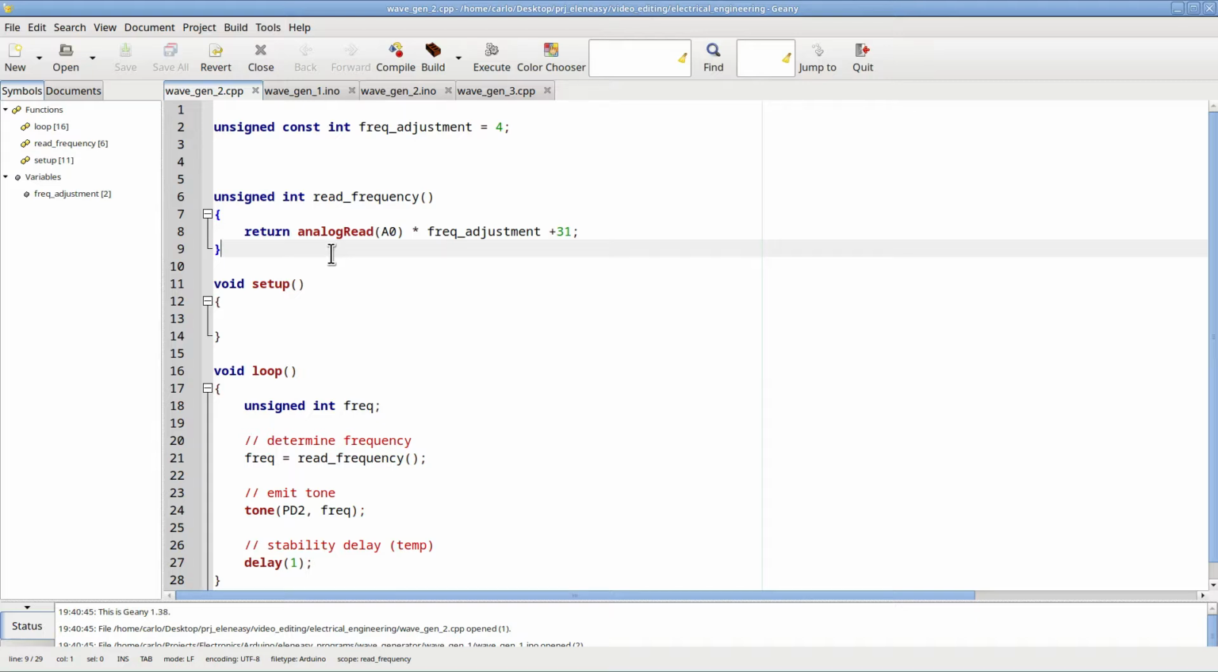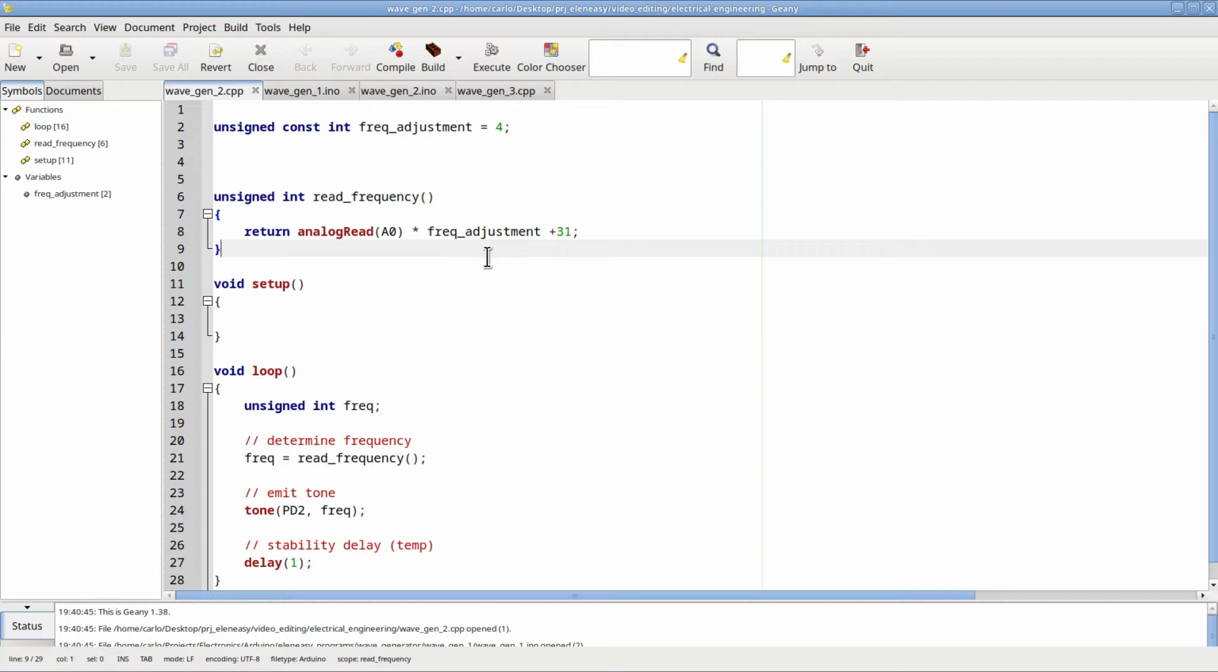However, if we just passed this value to the function tone, we would only be able to emit a frequency between 0 and 1023 Hz. The problem is that the tone function cannot generate a frequency smaller than 31 Hz, and that is why we add 31 to the output of analog read. Also, since we want to reach a higher range of frequencies, the output of analog read is also multiplied by 4, which is the value of the constant frec adjustment.